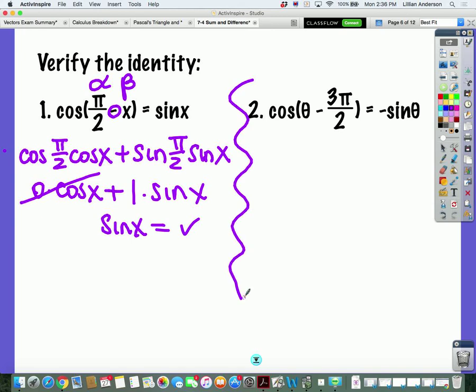That's how you use your sum and difference identities to verify something. Question. Yes. How many problems do you want to stage? You should at least try to get 4. If you can get more than this.